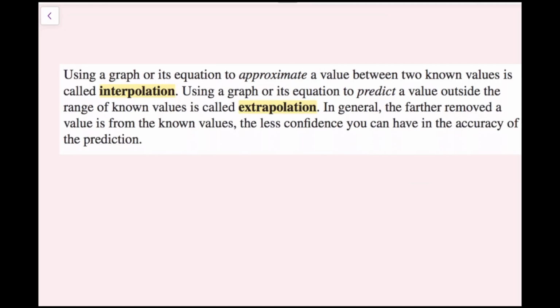All right, we're going to talk about interpolation and extrapolation right now. Using a graph or its equation to approximate a value between two known values is called interpolation. This means that we're estimating something inside of a data set. Using a graph or its equation to predict a value outside of the range of known values is called extrapolation. In general, the farther removed a value is from the known values, the less confidence you have in the accuracy of the prediction.